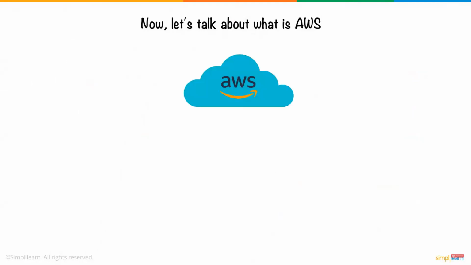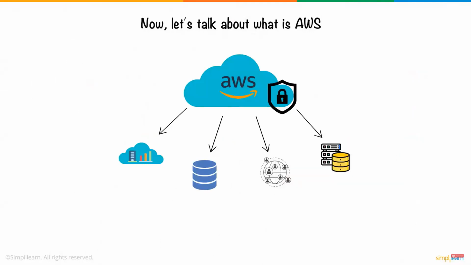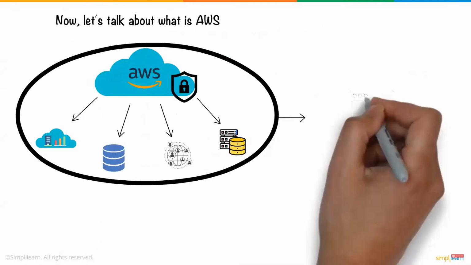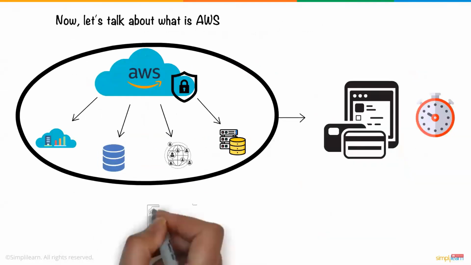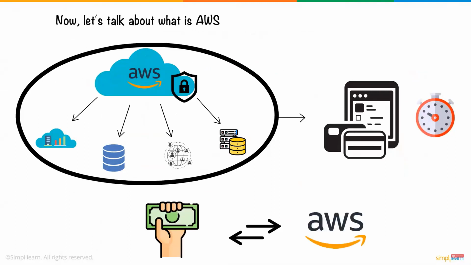AWS, or Amazon Web Services, is a secure cloud computing platform that provides computing power, database, networking, content storage, and much more. The platform also works with a pay-as-you-go pricing model, which means you only pay for how much of the services offered by AWS you use.